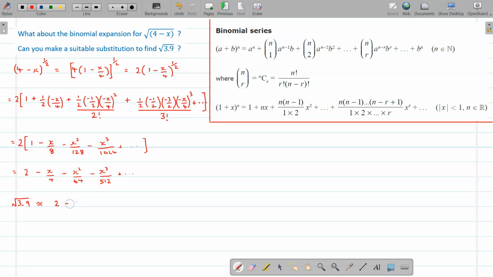2 minus 0.1 over 4, okay, minus 0.01 over 64, and then it's going to be minus 0.001, okay, over 512.